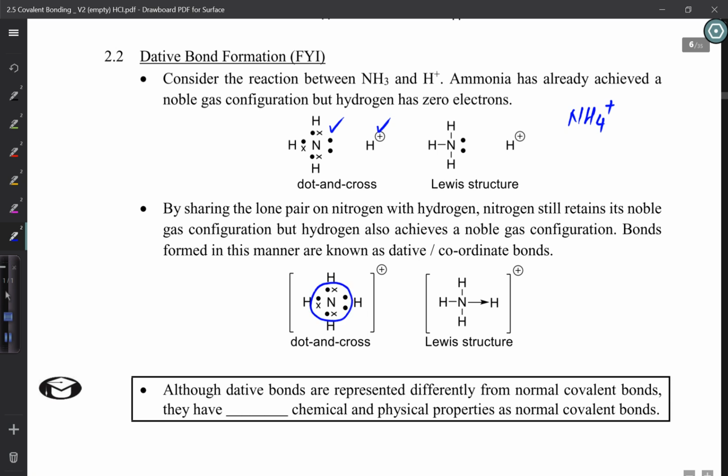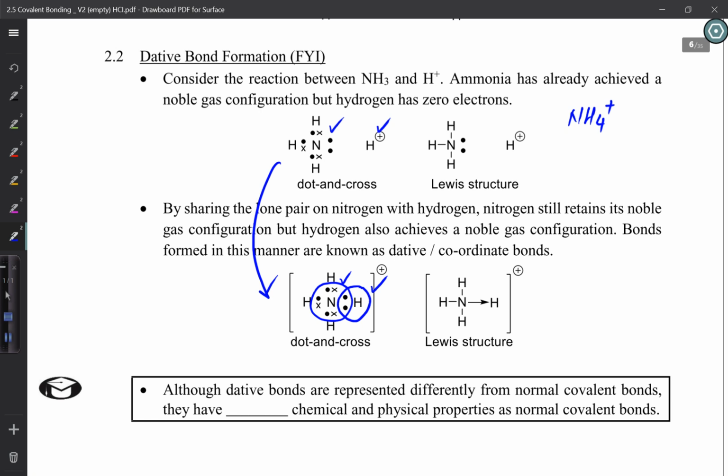So now, if it interacts with hydrogen via this way, how many electrons are there around nitrogen? Still 8, right? So it's happy. Then how many electrons are there around this hydrogen? 2. So now it is happy as well. In other words, when you go from here to here, nitrogen is equally happy, but hydrogen becomes happier, which is the driving force for such a reaction.